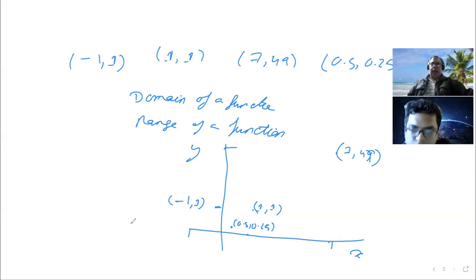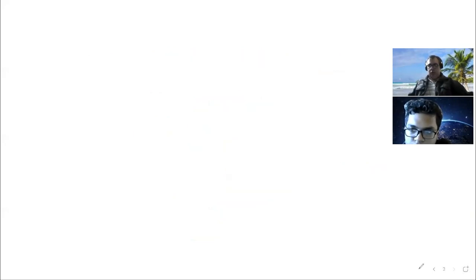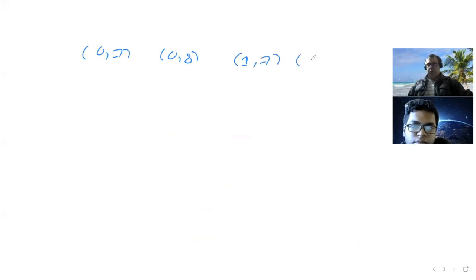So suppose I give you a set. The coordinates I am giving you are (0, 7), (0, 8), (1, 7), (1, 8), (1, 9), and (7, 10). Can you tell whether this is a function or not?